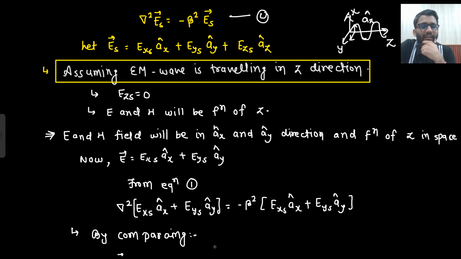The second point: E and H will be functions of z. What do I mean to say? That the component will be in ax cap or in ay cap, but where is it traveling? It is traveling in z direction, so it will be a function of z only.